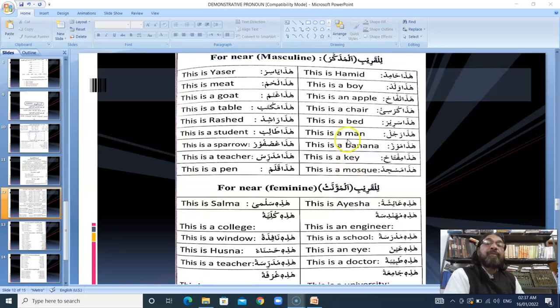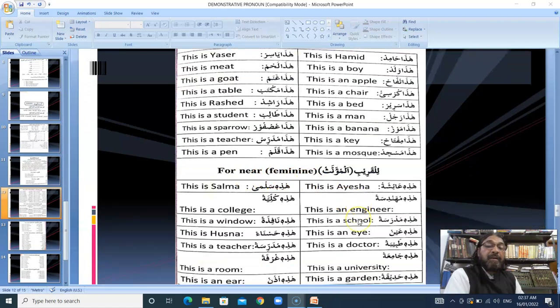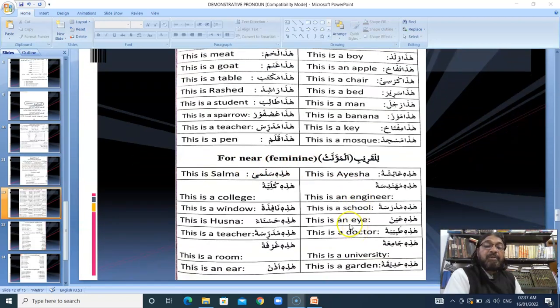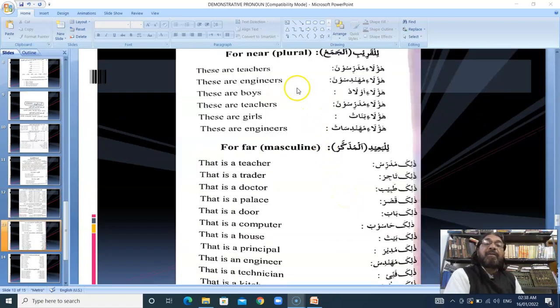Then after, for near indications, I have given a few more examples. Likewise, for near feminine, I have given some examples for your better understanding, for better practice. And this one for plural form, near indications, haulai. After haulai, there must be a musharun ilay in plural form, because haulai is a plural.